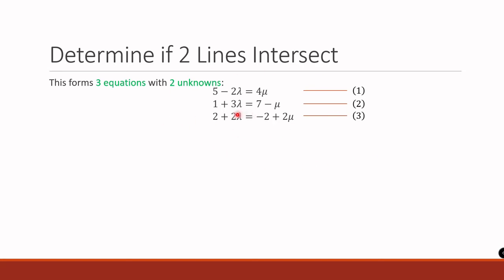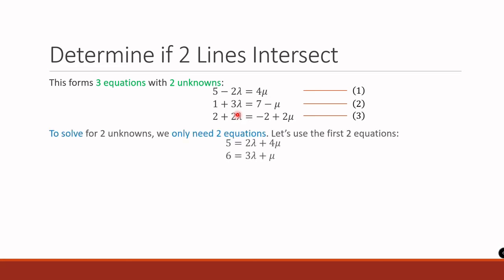But take note that although there are three equations, there are only two unknowns. So how do we solve for the two unknowns? Typically we only need two equations. So what I can do is to focus on the first two equations right here, and solve the simple simultaneous equations first. Solving this, I will get lambda and mu like this: 19 over 10 and 3 over 10.